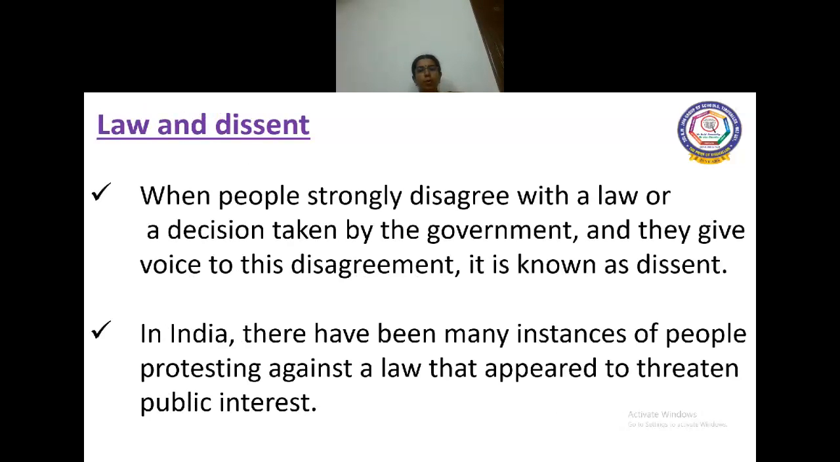And then we will move on to the next subheading, law and dissent. When people strongly disagree with a law or a decision taken by the government and they give voice to this disagreement, it is known as dissent. Dissent here means disagreeing with something which is against the larger interest of the society. In India, there have been many instances of people protesting against a law that appeared to threaten public interest.